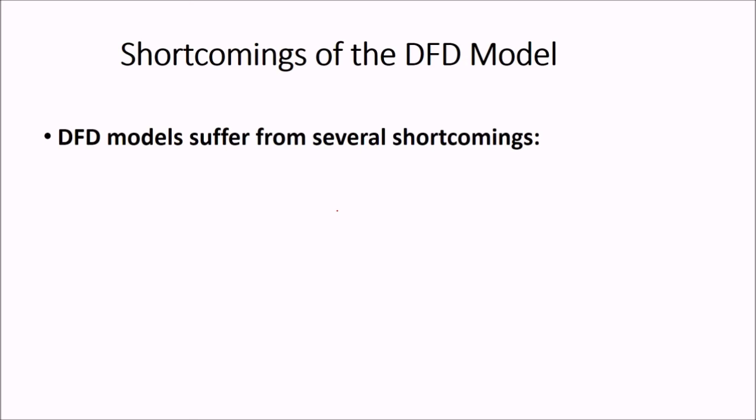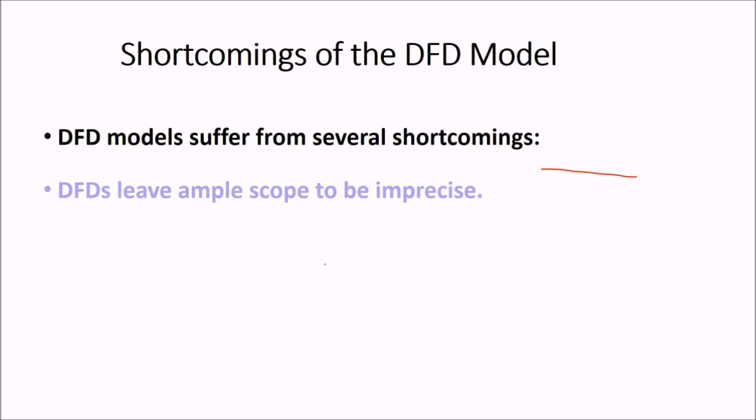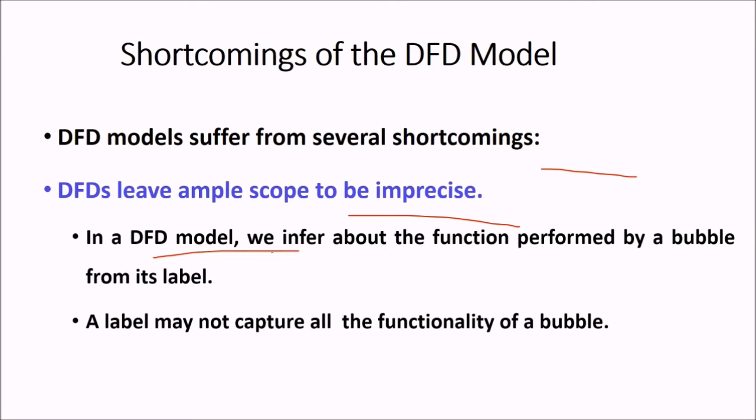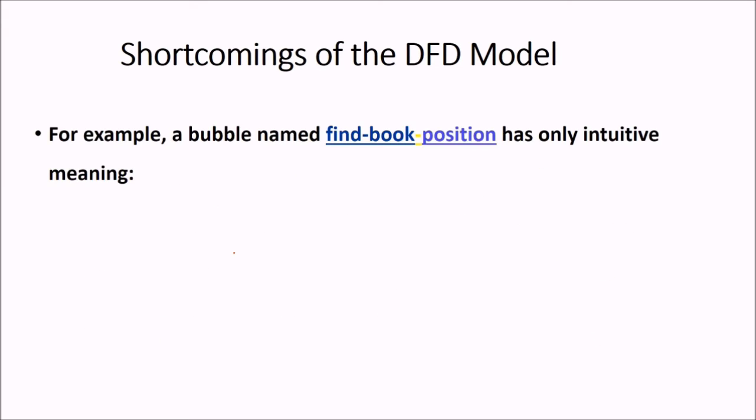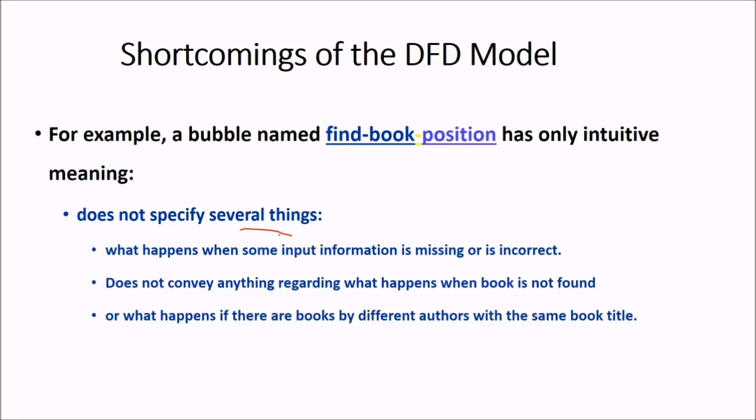So what are the shortcomings of the DFD model? The DFD model suffers from several shortcomings. DFDs leave ample scope to be imprecise. In a DFD model, we infer the function performed by a bubble from its label, and a label may not capture all the functionality of a bubble. Just for example, a bubble named find book position has only an intuitive meaning. What does it mean? It does not specify a few things. What happens when some input information is missing or incorrect? It does not even convey anything regarding what happens when the book is not found, or what is going to happen if there are books by different authors with the same book title.